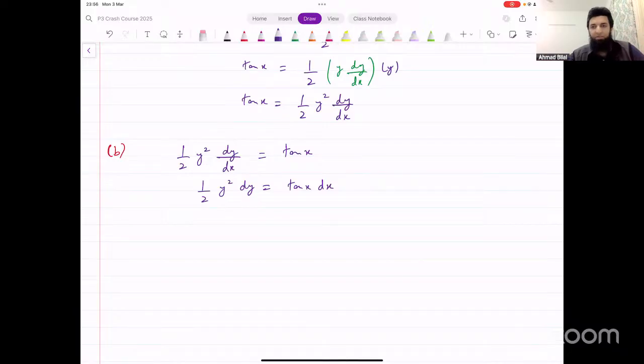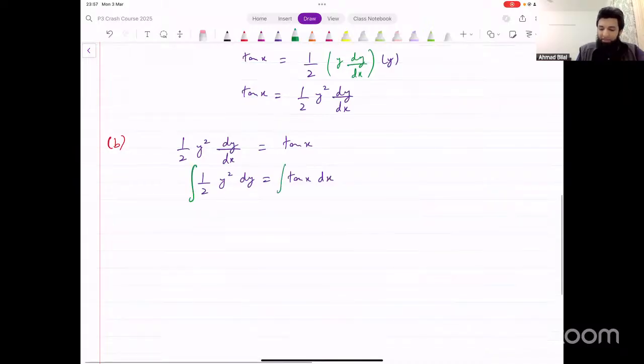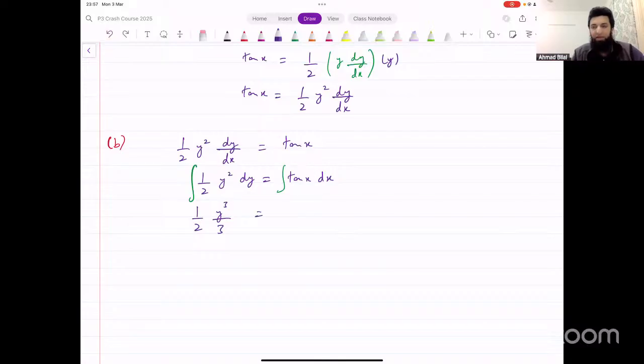The variables are separated. This 2, it's your choice if you want to keep it on the left side or take it to the right side. It doesn't matter. You can now integrate both sides. What's the integration of half y squared? 1 over 2 remains as it is. Integration of y squared, add 1 to the power, divide by the new power. You can just use the power rule in this. On the right side, what's the integration of tan x? Is it secant square? Derivative of tan is secant square. What's the integration of tan?